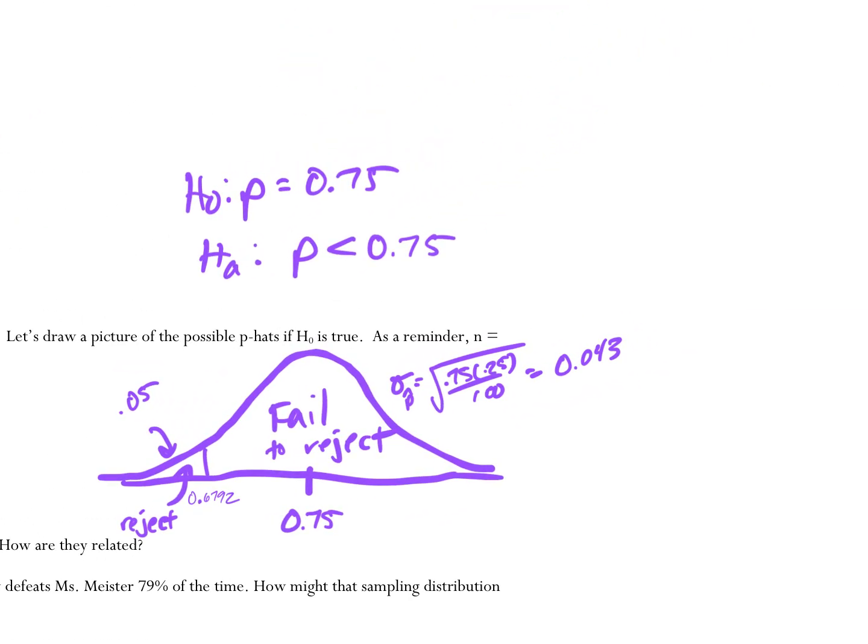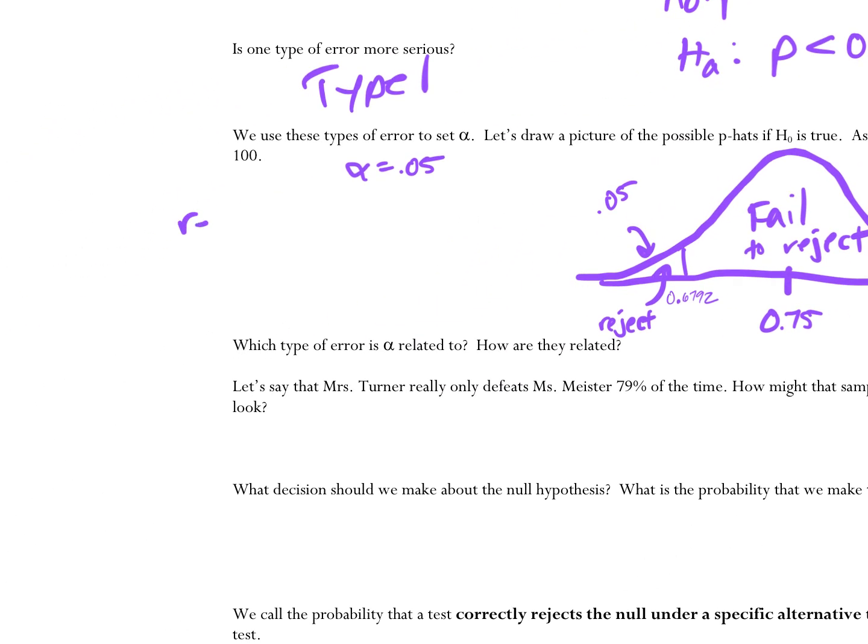Now, have we taken a sample yet? Do we know what is true, the null or the alternative hypothesis? We created this assuming the null is true. But no matter what happens to be true, this set of hypotheses with this sample size, we're going to reject our null hypothesis if we get a p-hat that is less than or equal to 0.6792.